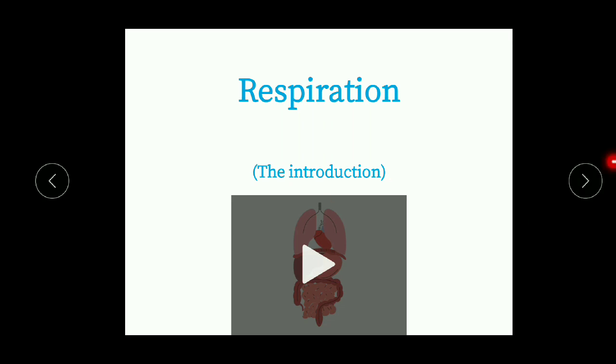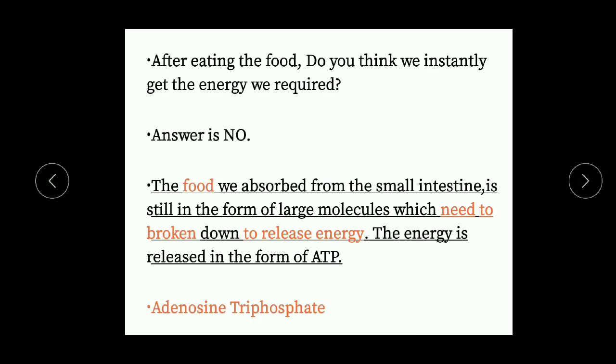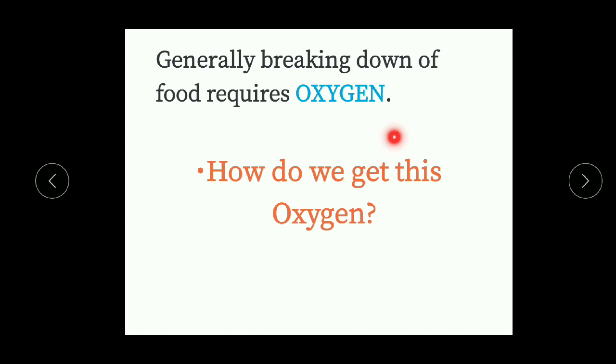After eating the food and getting it absorbed by the villi of the small intestine, the glucose molecule is still a large molecule that needs to be broken down to gain the energy. The energy is released in the form of ATP. ATP is said to be the currency of energy in human beings. It is adenosine triphosphate. Generally, breaking down of food requires oxygen.